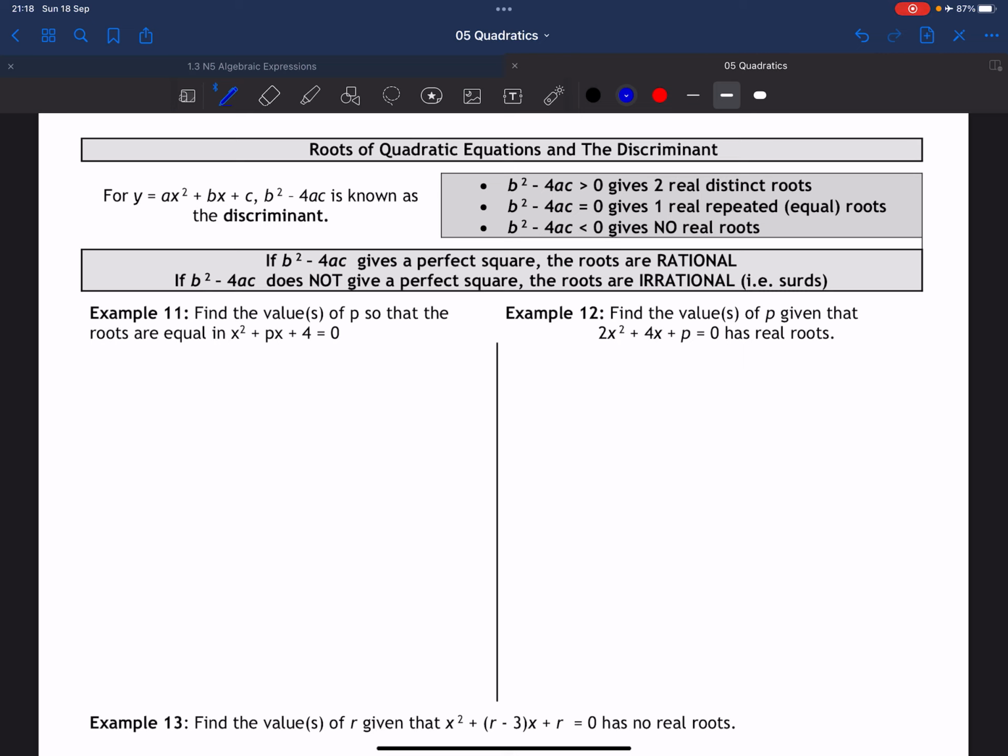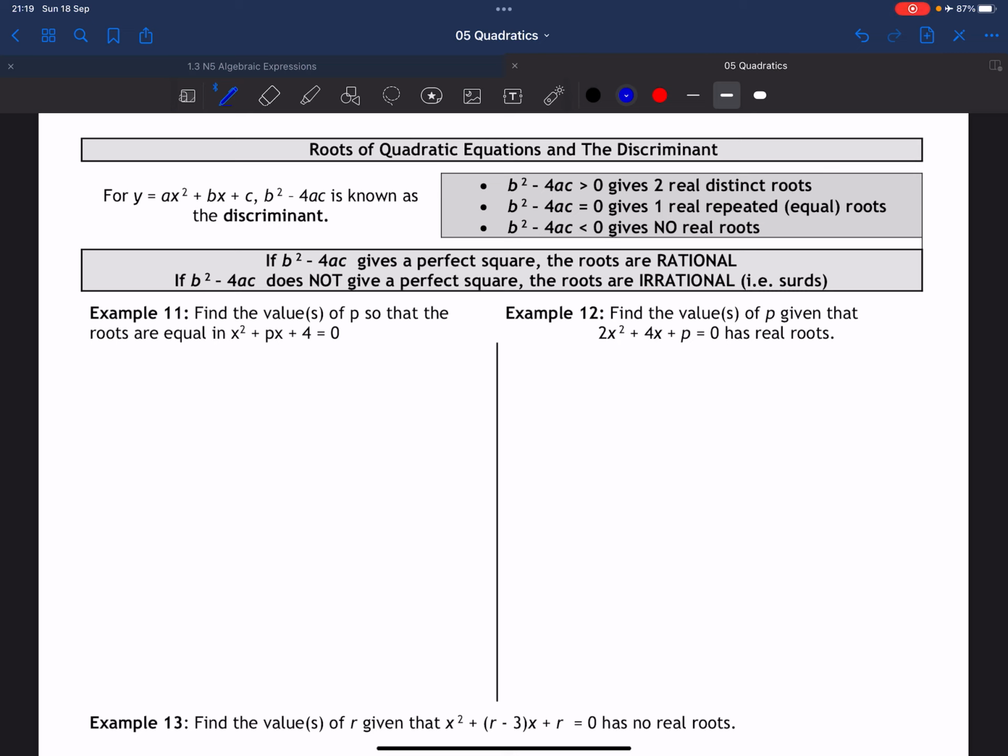So in National 5 what we learned was that when b squared minus 4ac is bigger than 0, we get two real distinct roots. Whenever the discriminant is equal to 0, we get one real repeated root. And if the discriminant is less than 0, then we get no real roots. Okay, so you remember those from National 5. What we need to now do is just take this and use it to solve problems in Higher.